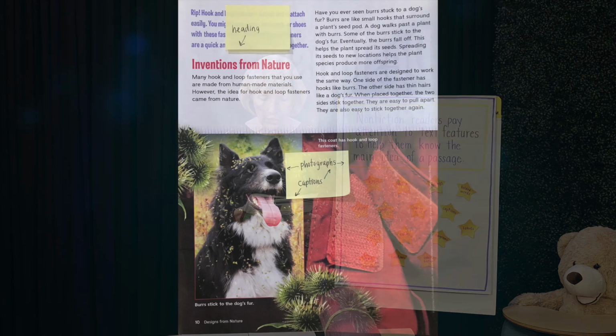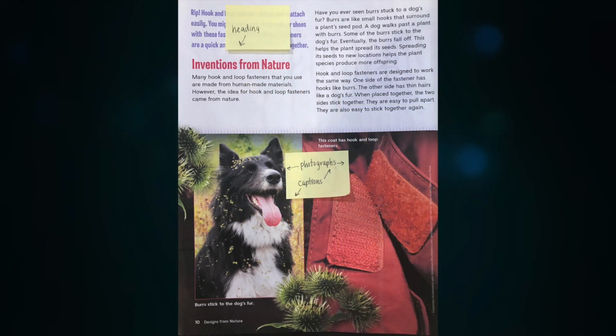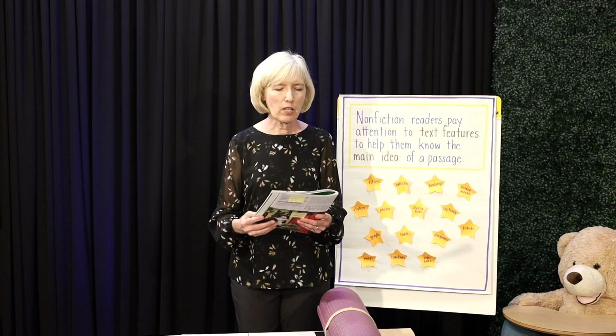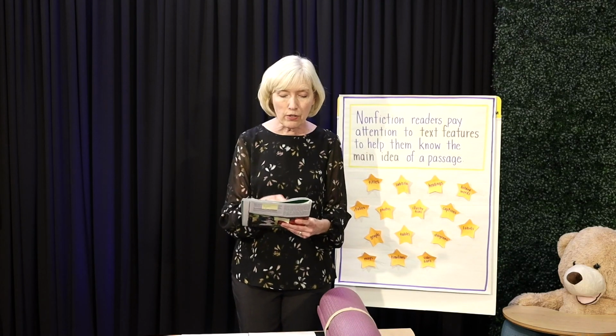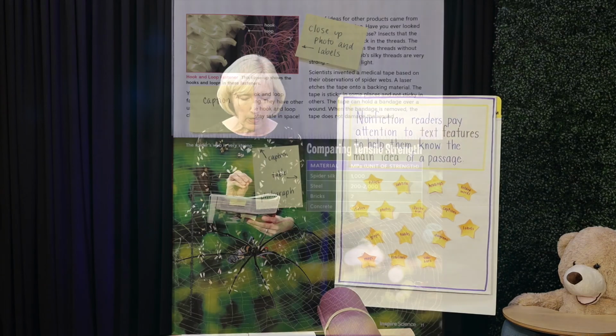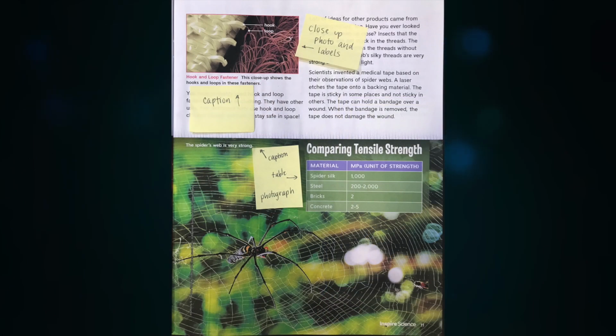Down below, there's two photographs. There's a dog, he has burrs in his fur, and the caption says, burrs stick to the dog's fur. There's another photograph with a coat with Velcro. Oh, it says this coat has hook and loop fasteners. When I turned to the page to see more text features, I noticed that the author had zoomed up, and there's a close-up picture of Velcro with a hook and loop. And the caption reads, this close-up shows the hooks and loops in these fasteners.